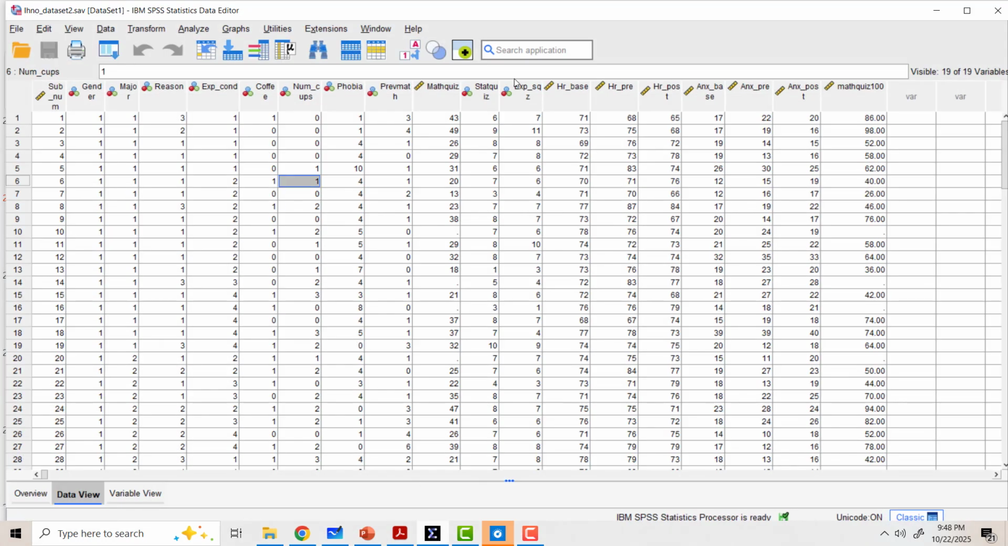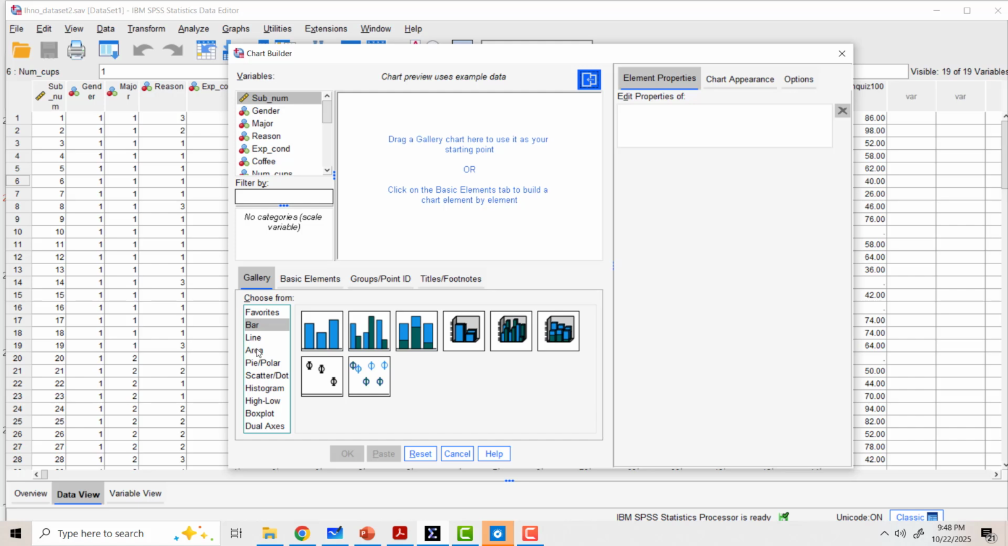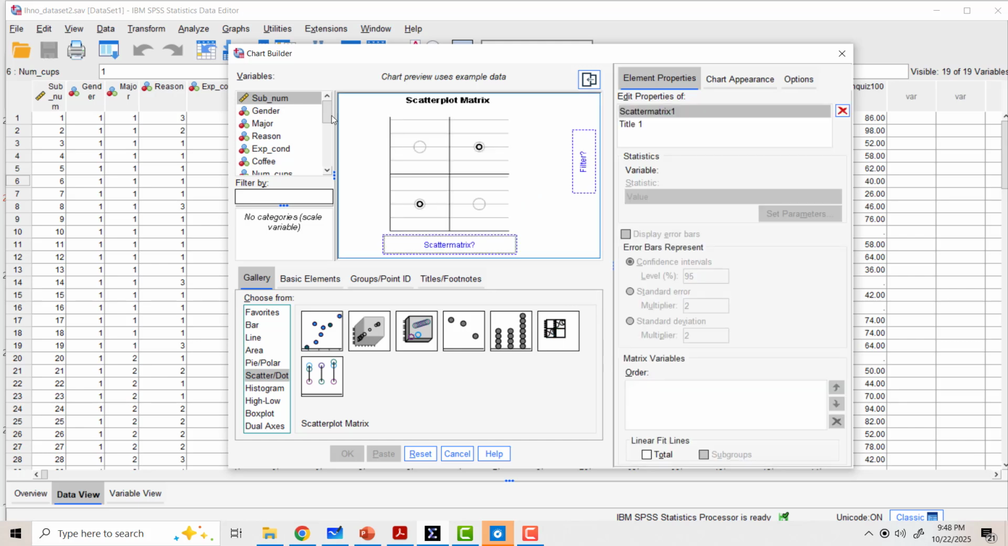So I've just loaded the IHNO data set. This has got the math quiz in that we had before, so it's almost going back to what we did previously. We'll start off with something we actually did previously. We're going to go to Chart Builder, and we're going to go to Scatter Dot Plot, and we're going to do the matrix.